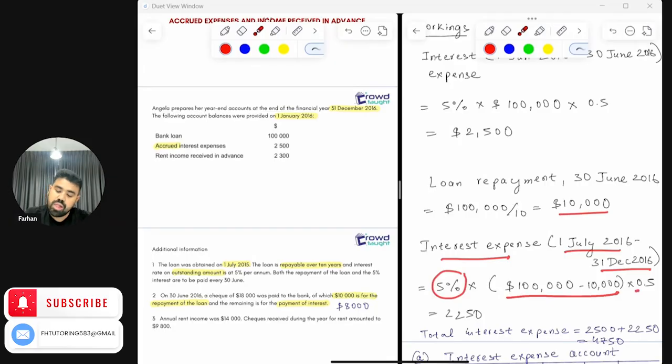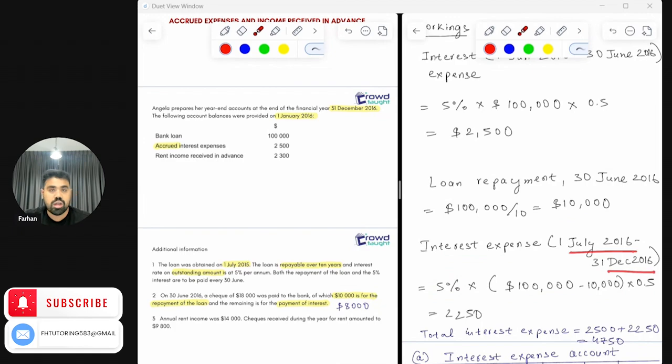And then we multiply it with 0.5, because the 5% is an annualized rate. And when we multiply with 0.5, we're converting this into a 6-month rate. Okay? And that gives us an interest expense for the remaining 6 months, starting 1 July 2016 and ending 31 December 2016, and the amount is $2,250.